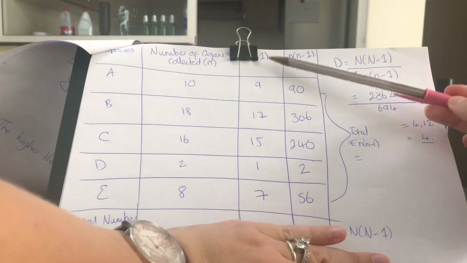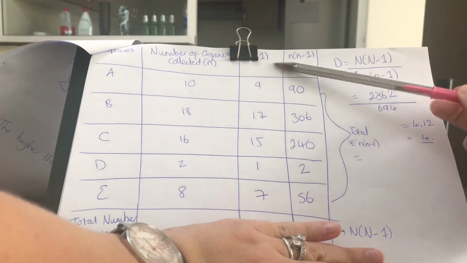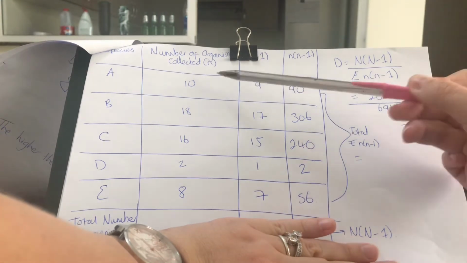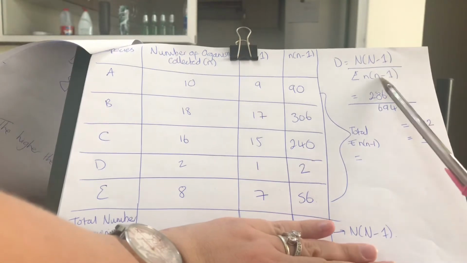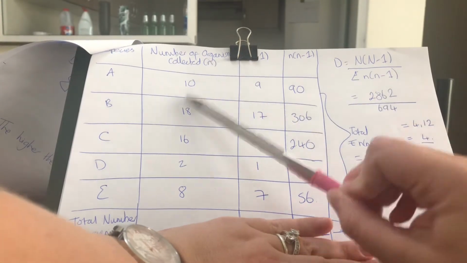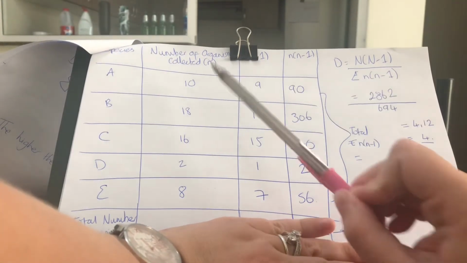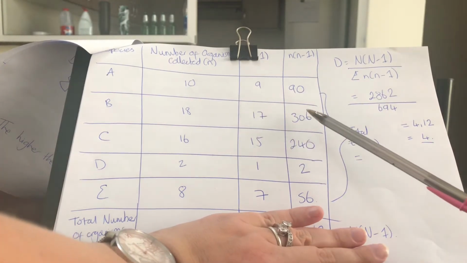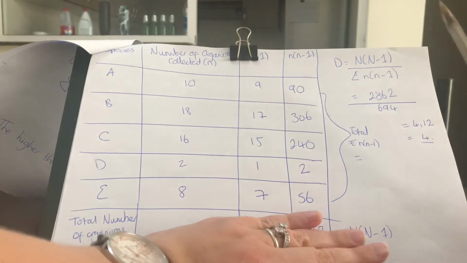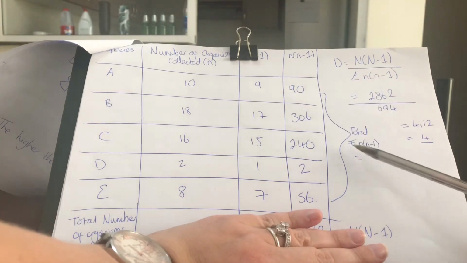And now I've got my lowercase n minus 1s to calculate. So all I've done here is take away 1 from every single one of these numbers. And then you've got to do the original lowercase n times your n minus 1s. So 10 times 9 is 90, 18 times 17 is 306, all the way down. Finally, I've got to add those up to give my sum.